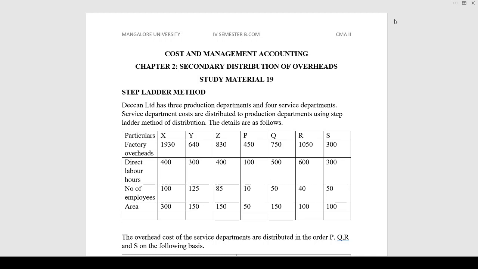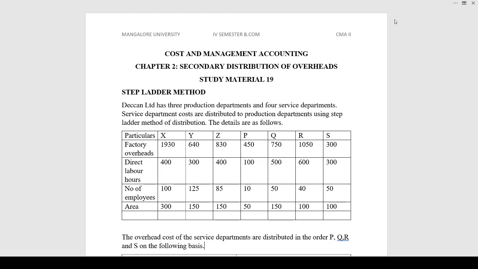Session 19 is about the step ladder method of secondary distribution of overheads. Deccan Limited has 3 production departments and 4 service departments. Service department costs are distributed to production departments using the step ladder method of distribution. The details are as follows.